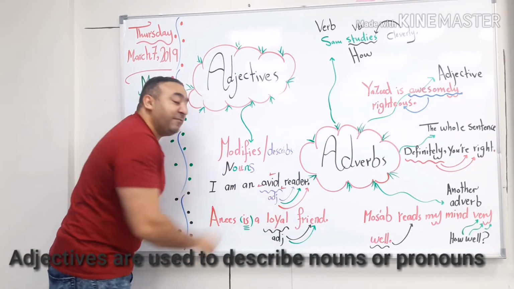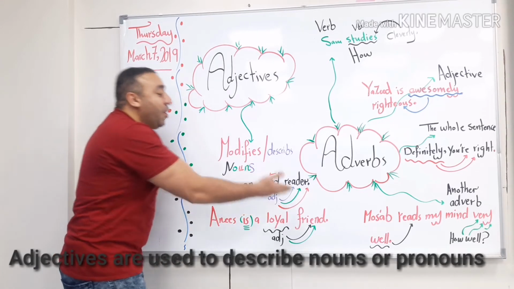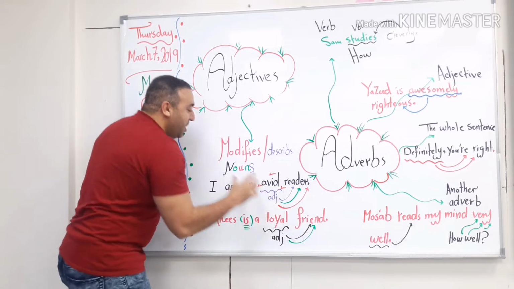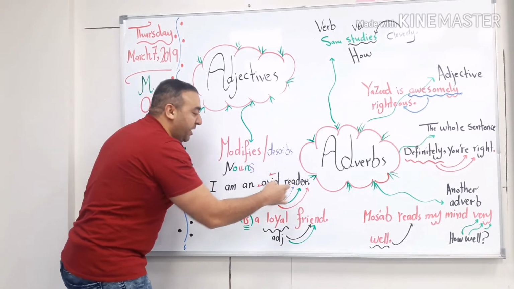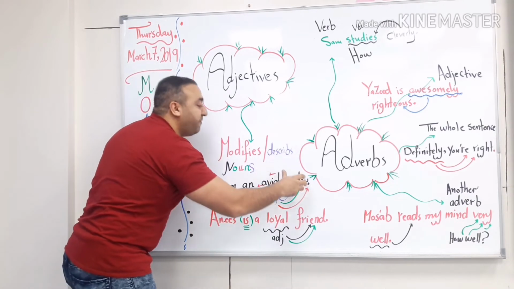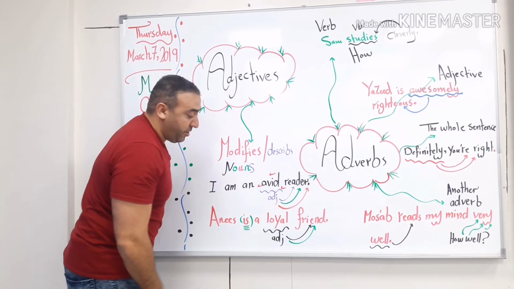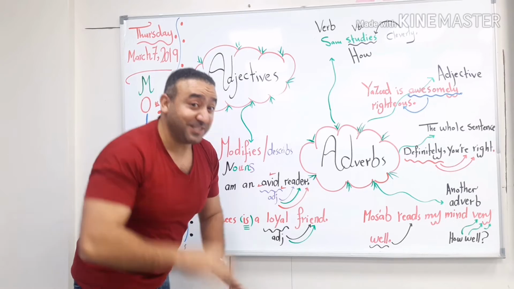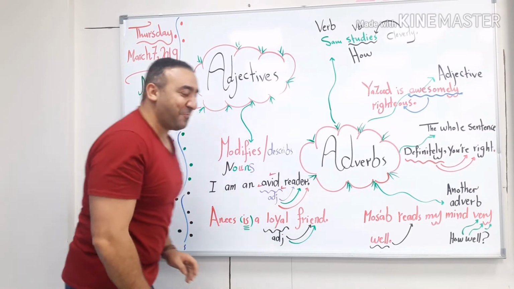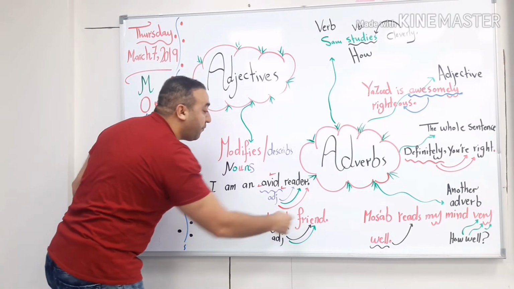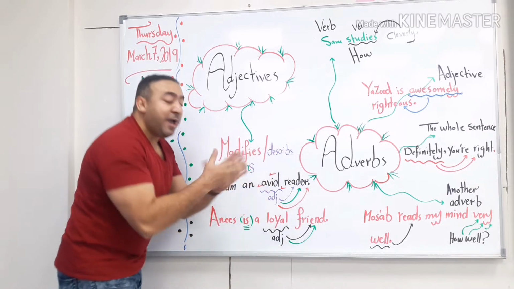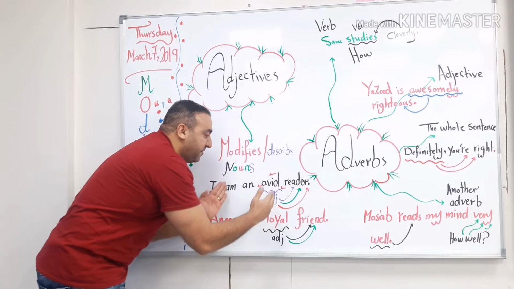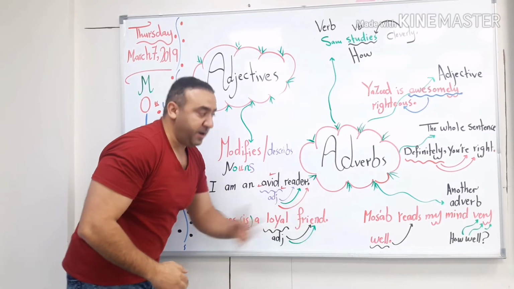Look at these two examples, please. I am an avid reader. It's very simple. Where's the noun? Reader. Where's the adjective? Avid. So, I am an avid reader. Avid is the adjective that modifies or describes reader. Look at this example. Anise, one of my best friends. Hello, Anise. I miss you a lot, my dear bro. So Anise is a loyal friend. What is Anise like? Describe his character. We can say that he is loyal. So loyal is an adjective that describes the noun friend.